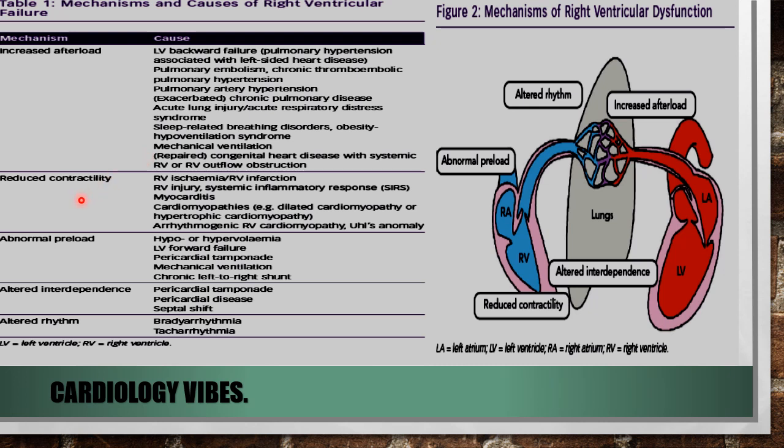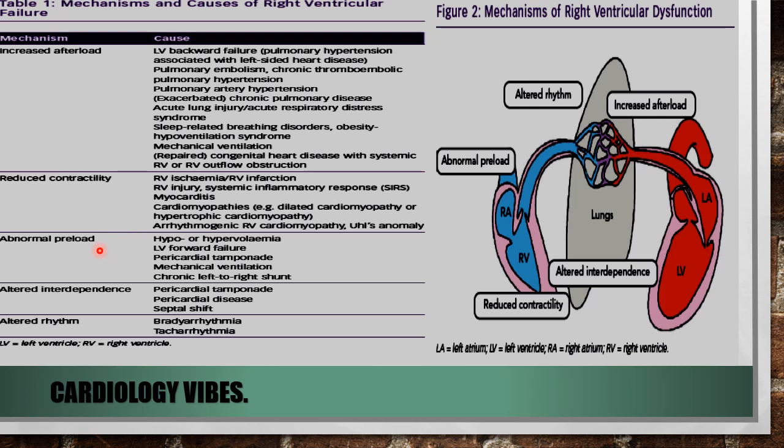If the mechanism is reduced contractility, the possible causes of reduced right ventricular contractility are right ventricular ischemia or infarction, right ventricular injury, systemic inflammatory response, myocarditis, cardiomyopathies, for example, dilated cardiomyopathy or hypertrophic cardiomyopathy, and arrhythmogenic right ventricular cardiomyopathy or Ebstein anomaly.